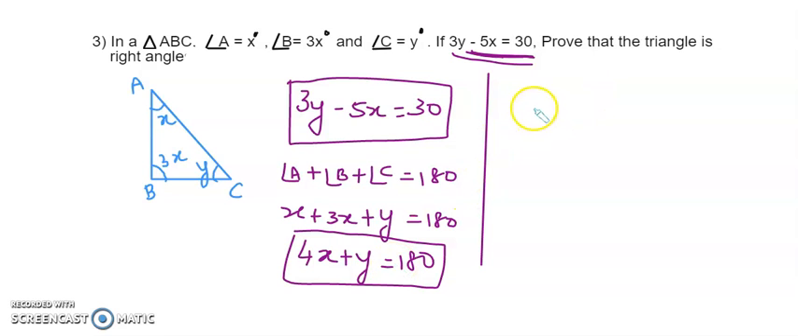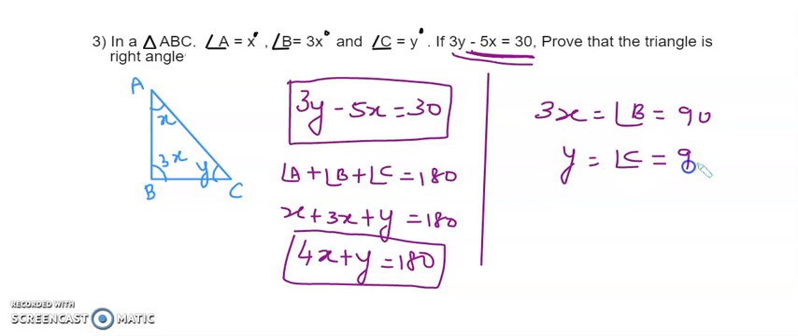The only thing you have to be careful about here is that the 3x means either angle B should turn out to be 90, or y, meaning angle C, should turn out to be 90, or x, that is angle A, should turn out to be 90. Any one of them should turn out to be 90. That you have to check. If any one angle turns out to be 90, then this triangle is a right angle triangle. I've supposedly taken B as my 90. Maybe it can be A or C. That you have to check.